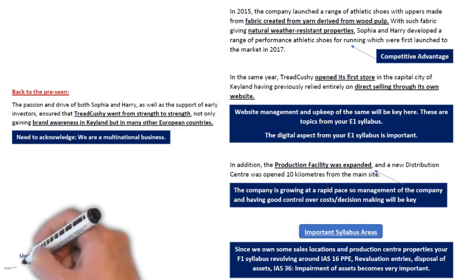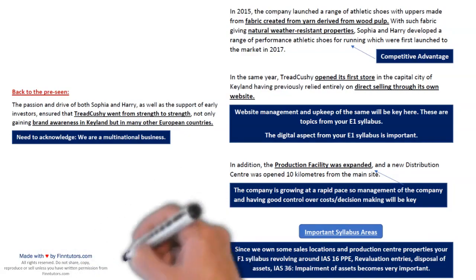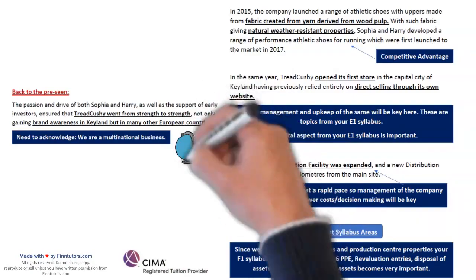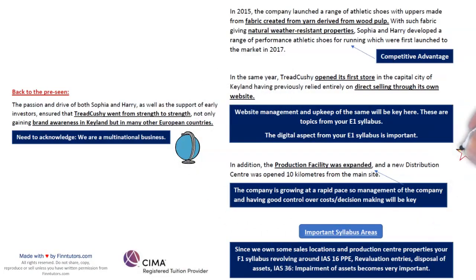After doing our supplementary reading, we are back to the pre-seen now. So, the passion and drive of both Sophia and Harry, as well as the support of early investors, ensured that TreadCushy went from strength to strength, not only gaining brand awareness in Keelan, but in many other European countries, which means because of our craftsmanship, because of us controlling our quality, we were able to grow the brand. And the brand was able to establish itself in many other European countries.